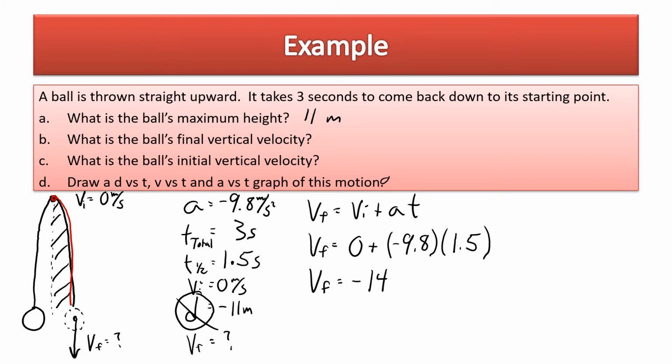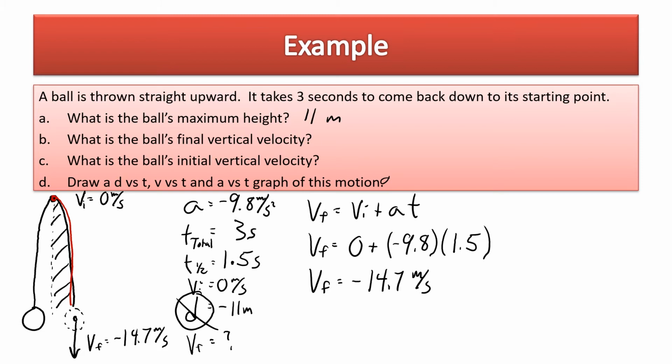So you do the calculation and you get negative 14.7 meters per second. So that's how fast it's going at this position here. Regardless of if you're looking at the first half or the second half, at that position there, it's definitely negative 14.7 meters per second.